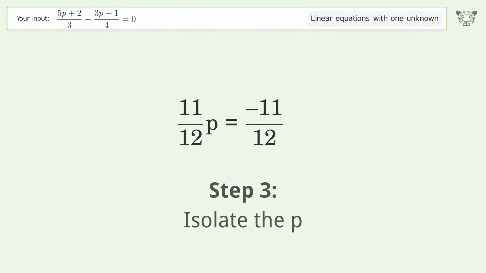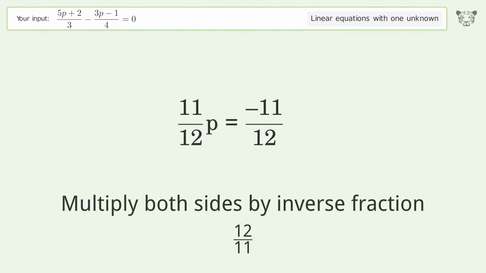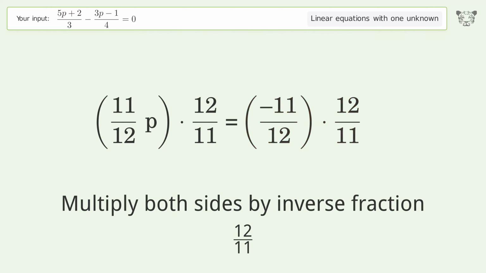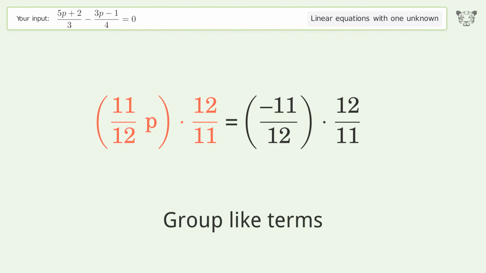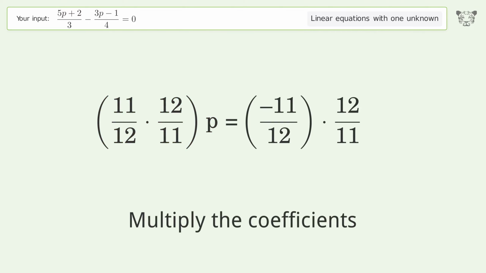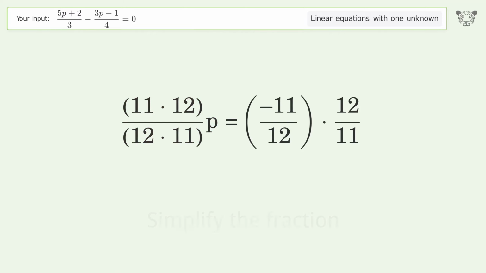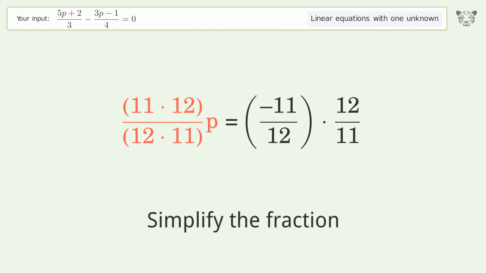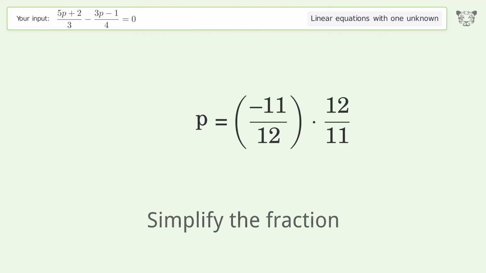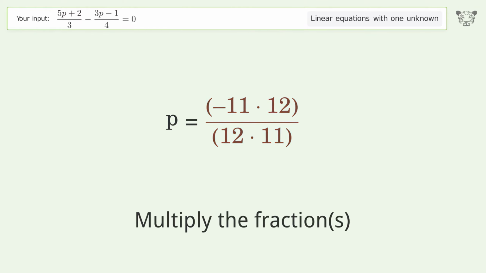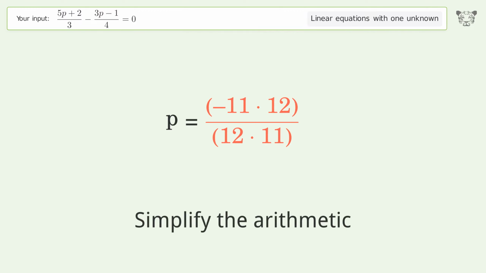Isolate the p. Multiply both sides by inverse fraction 12/11. Group like terms. Multiply the coefficients. Simplify the fraction. Multiply the fractions. Simplify the arithmetic.